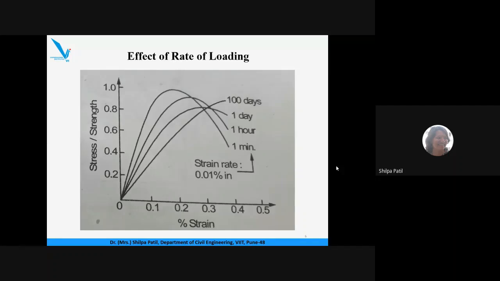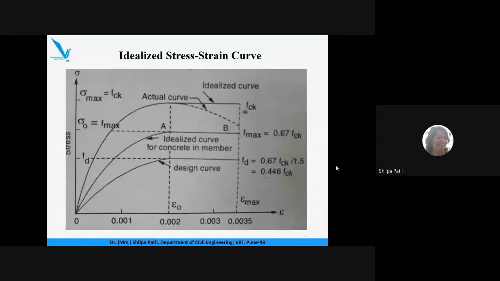So for the design purpose, obviously we have to consider the effect of all these parameters, and then only we have to finalize one particular stress strain curve, which normally we call the idealized stress strain curve. So this is the idealized stress strain curve for concrete. Actually, this particular line is the actual curve.